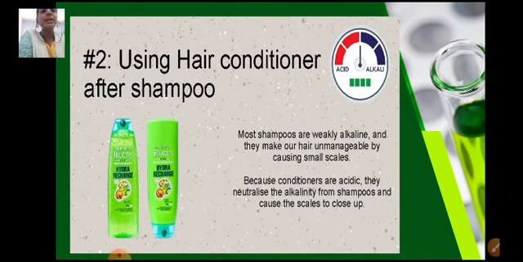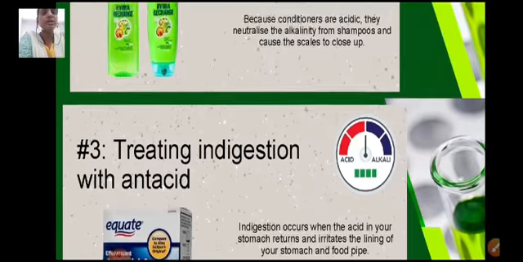Then using hair conditioners after shampoo. You must have seen many ads where it is recommended to use hair conditioners after shampoo. So what is the reason behind this? Most shampoos are weakly alkaline and they make our hair unmanageable by causing small scales. Conditioners are acidic. So shampoos are weakly alkaline and conditioners are acidic, and the effect of the shampoo will be neutralized if conditioners are used.